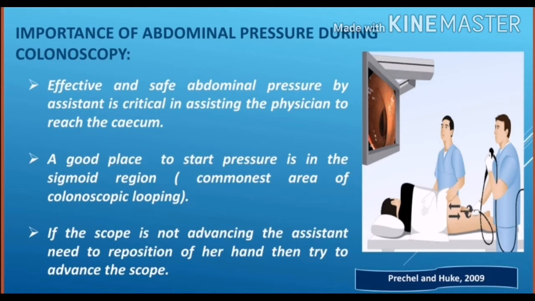A good place to start pressure is in the sigmoid area, the commonest area of colonoscopic looping. If the scope is not advancing, the assistant needs to reposition his or her hand, then try to advance the scope.